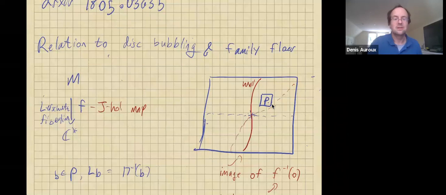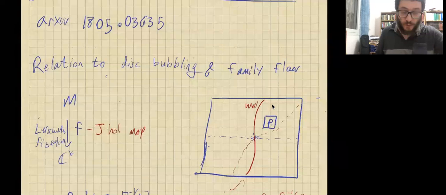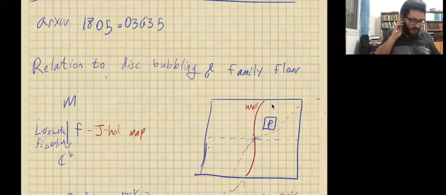So I've made a big point of this thing that the mirror can be constructed by gluing together pieces which come from closed string Hamiltonian cohomology. But then one wonders, how is this related? There are existing constructions which come from disk bubbling, and everybody's familiar with Denis' paper. So the question is, how are these two things related?